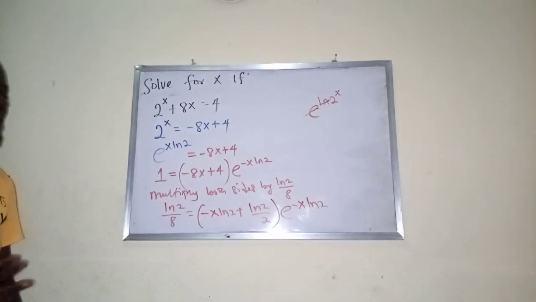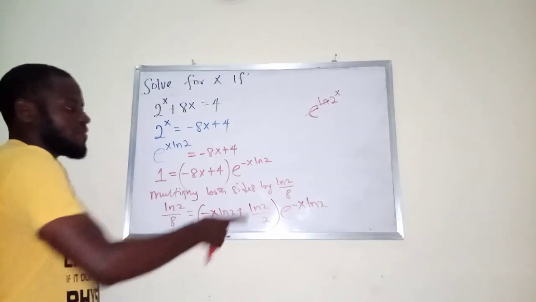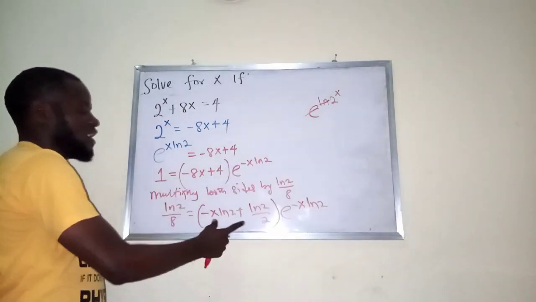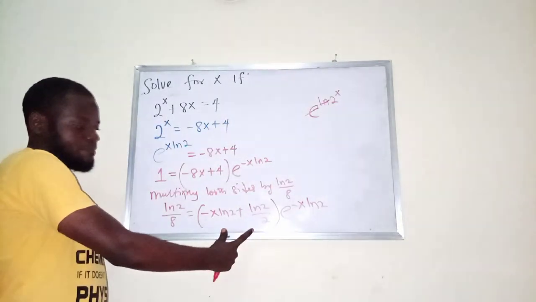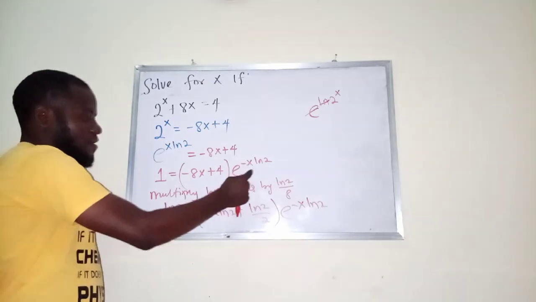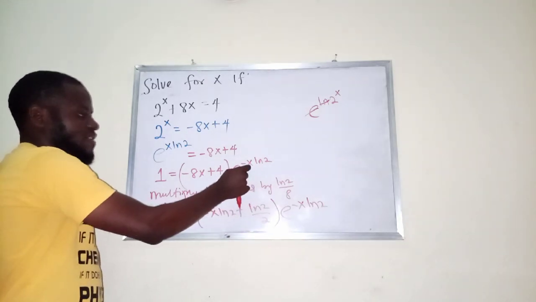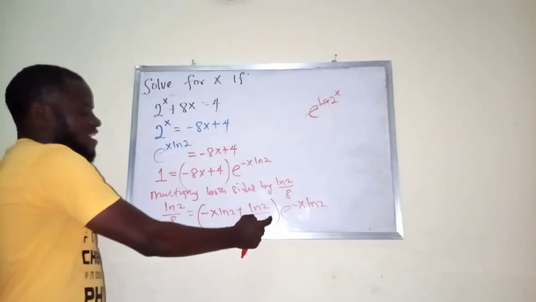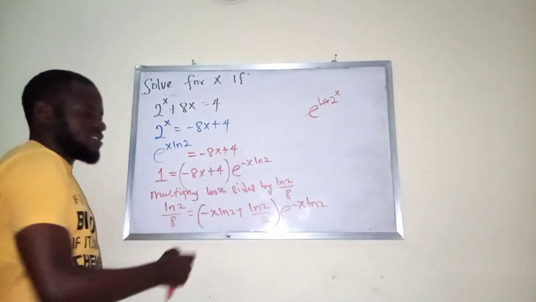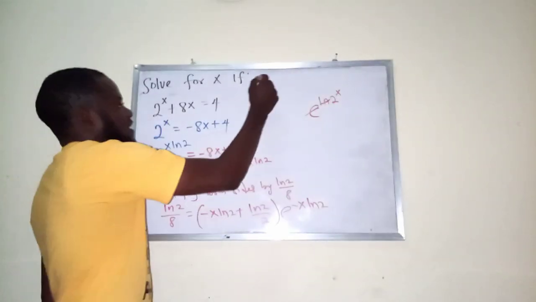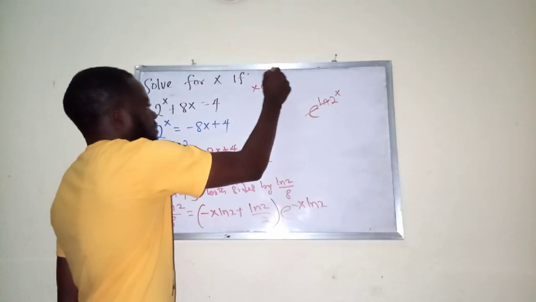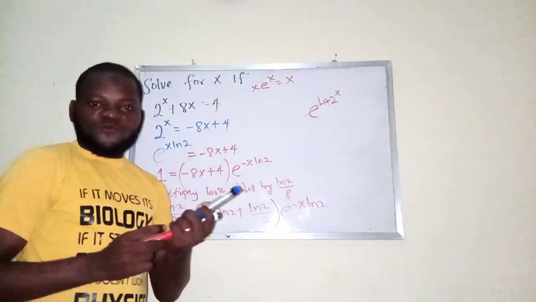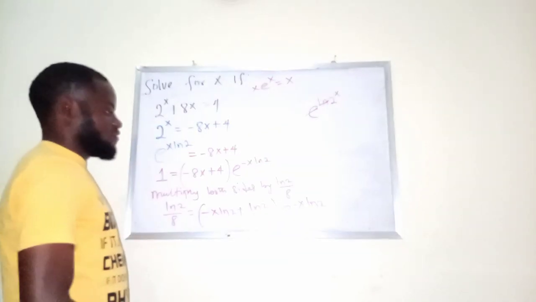So my major aim of multiplying both sides by ln 2 over 8 is for me to achieve this particular one in this expression here. You can now see that I have negative x ln 2 here. Now, how can I take this one also to this place so that I will be able to satisfy the condition of x equals what? x. That is what I'm working towards, which I believe you are also in spirit with me.